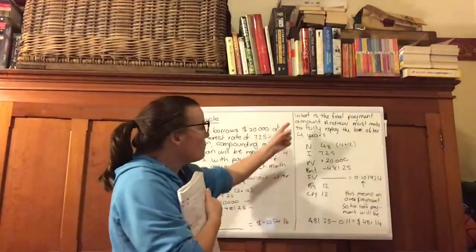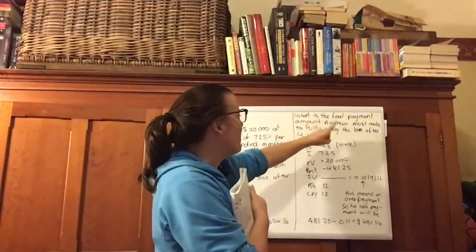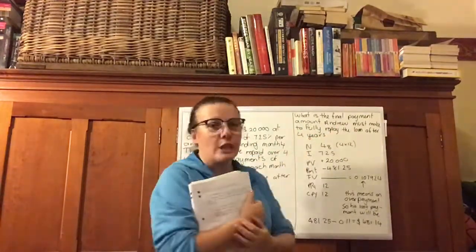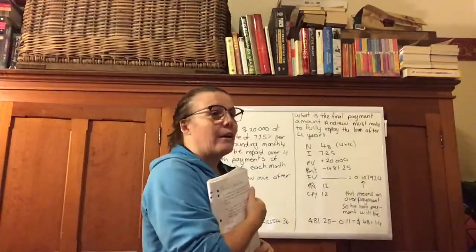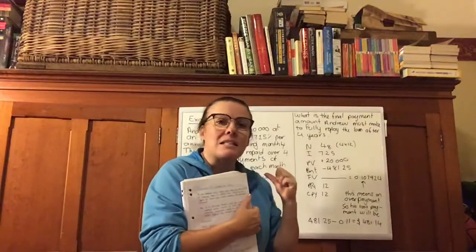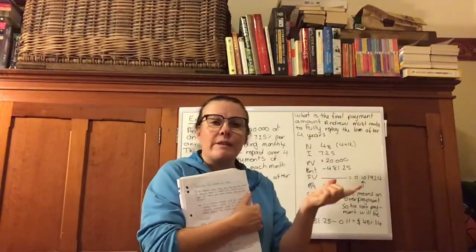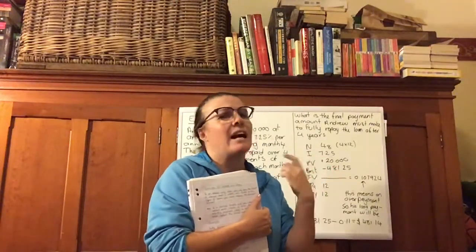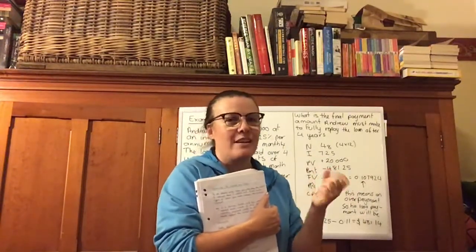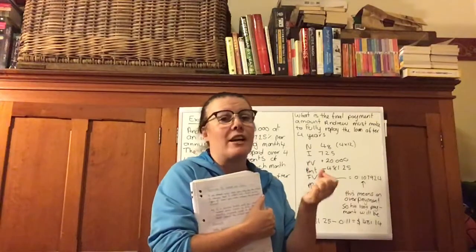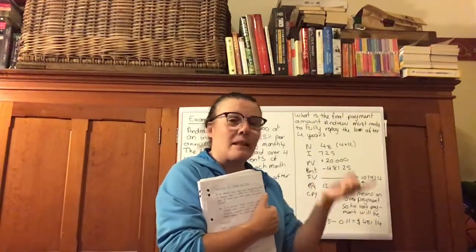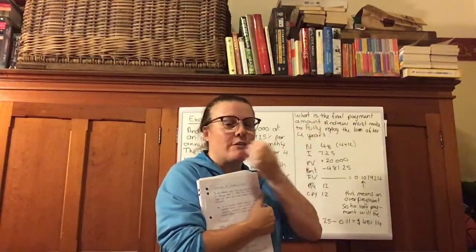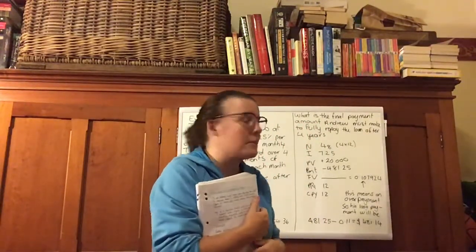All right. What is the final payment amount Andrew must make to fully repay the loan after 4 years? Okay, remember in the last exercise, the very last payment had to be adjusted. A little bit more had to be added. I think it was 4 cents extra that Sally had to pay on that last payment. This is what this question is asking us about. What is that little difference that needs to be paid?